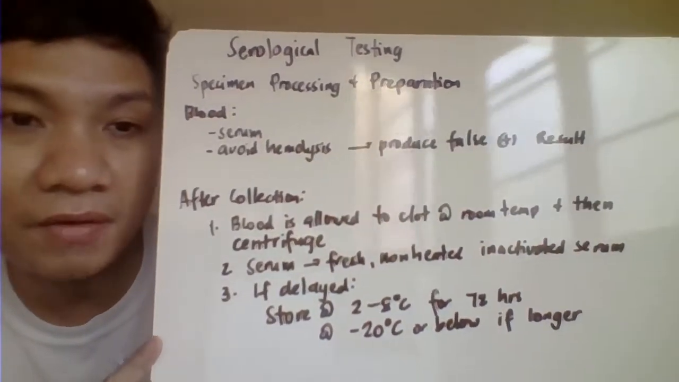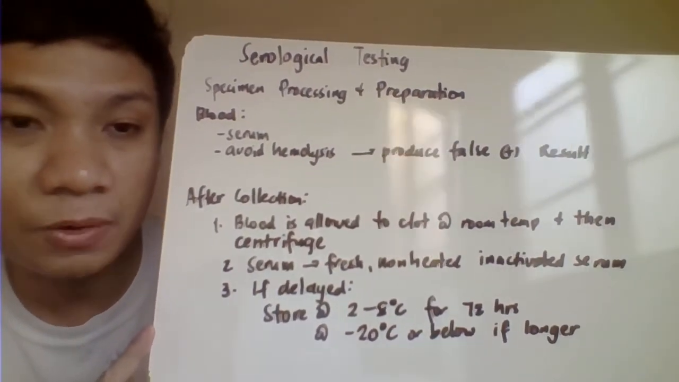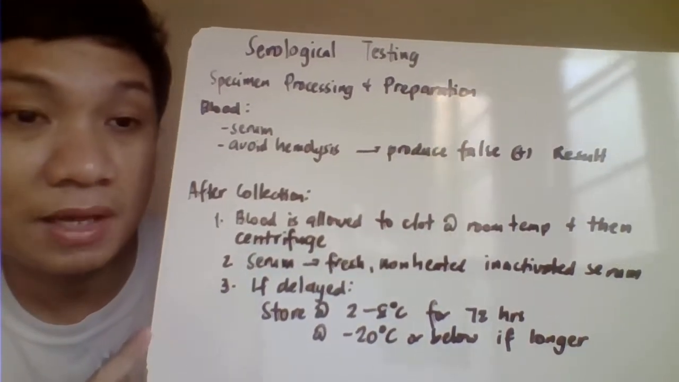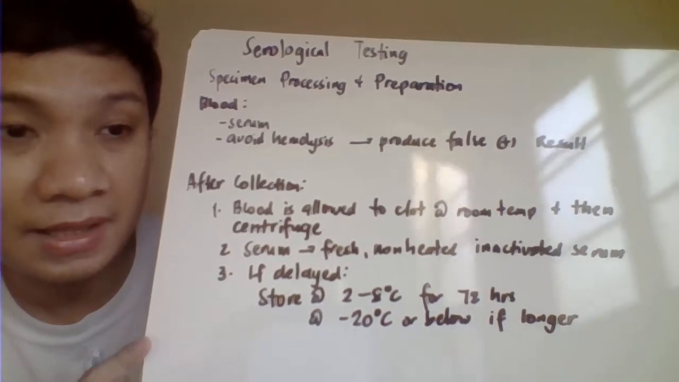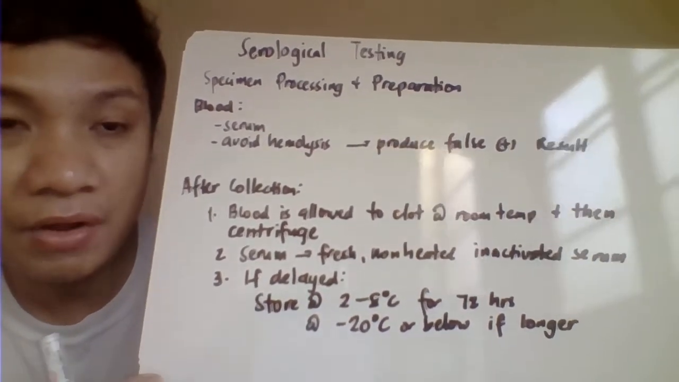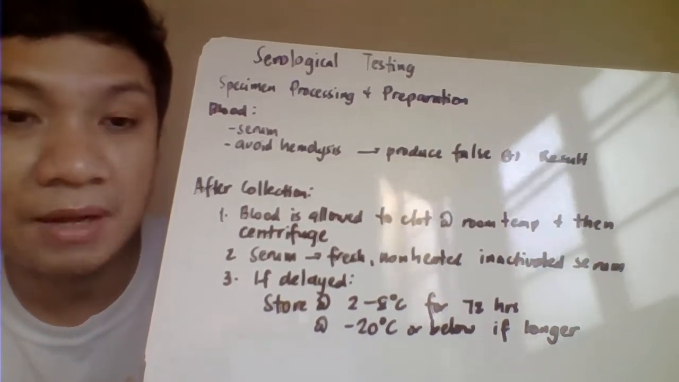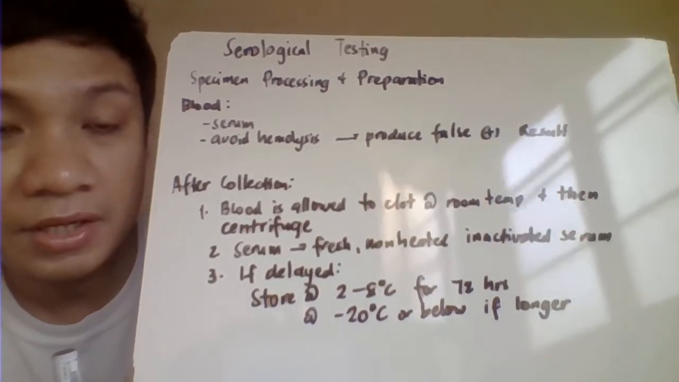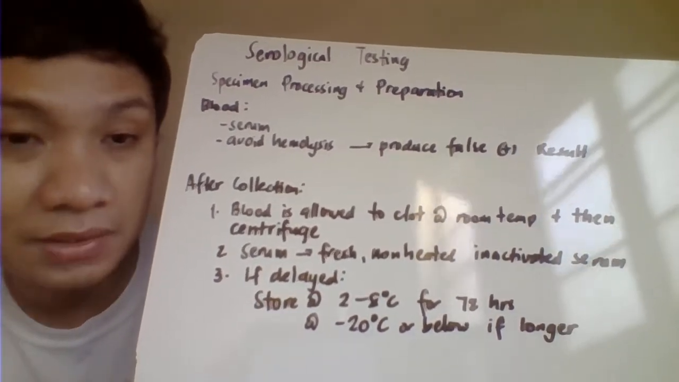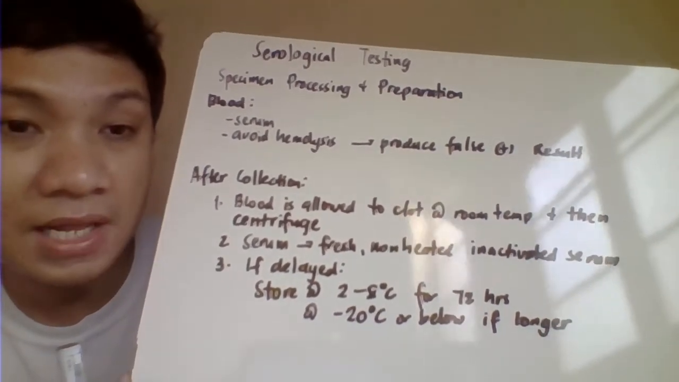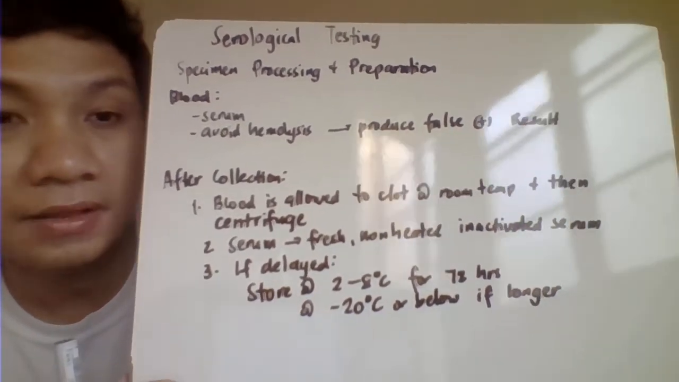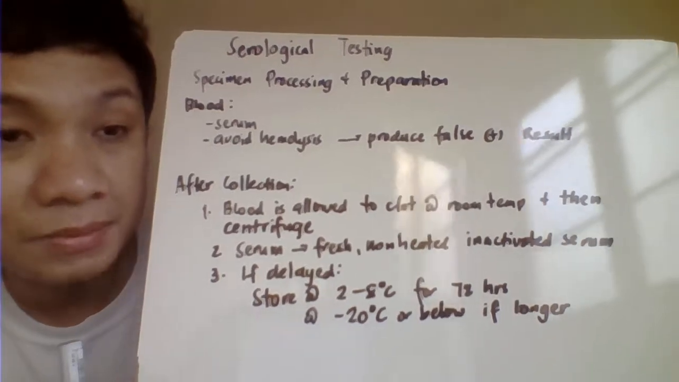In the preparation of our serum, your whole blood should be extracted, allowed to clot, and centrifuged. Our rule here is, after you have your fresh serum sample, you need to process it immediately, or perform your serological tests immediately. But if not, you can still delay your processing, but you need to follow the correct temperature of storage of your serum sample.